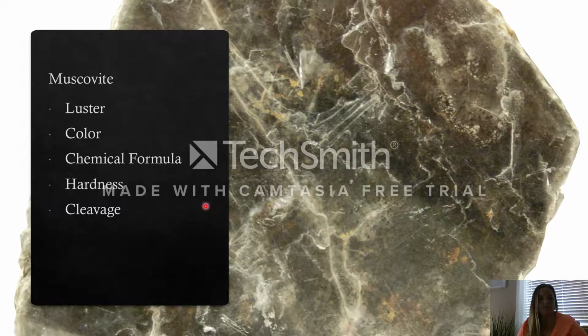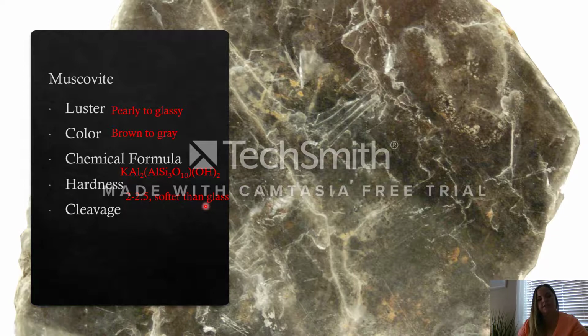All right, and our next one is muscovite. So here the luster is pearly to glassy. Sometimes they do have a little bit of glassiness, and sometimes they're a little more on the pearly side. It is a brown to gray color. It has a very long chemical formula, but some of the key components are the potassium, the aluminum, and the silicon.